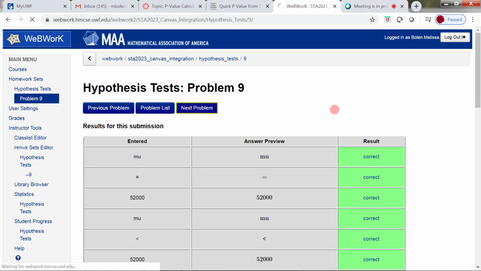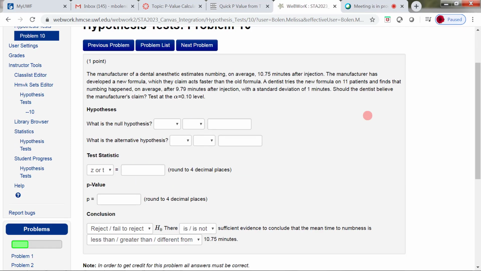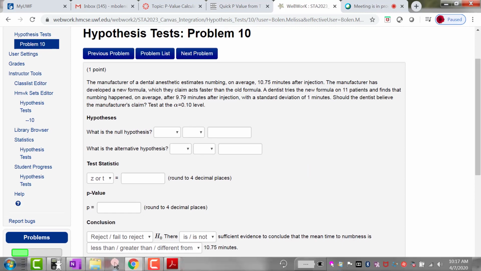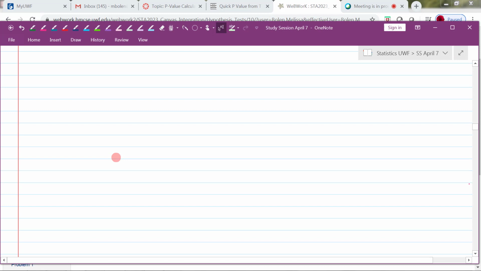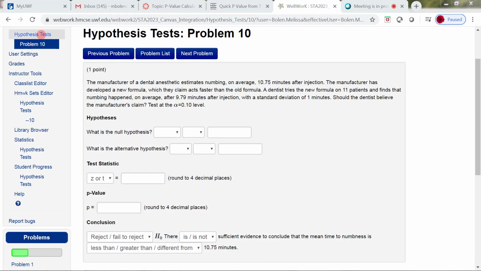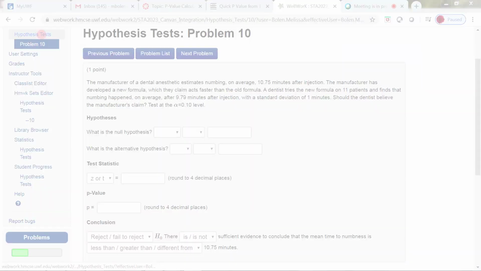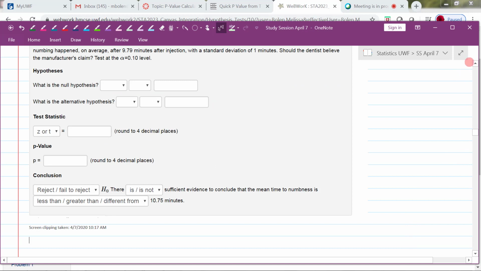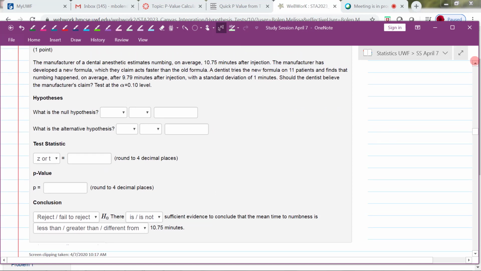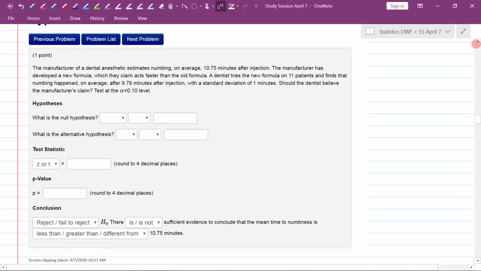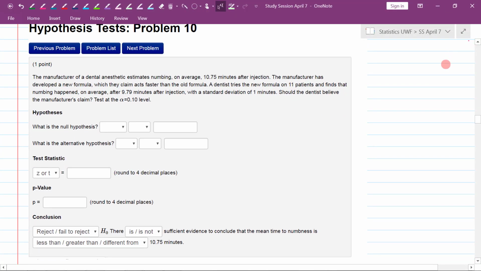So next problem. Here we go. Let's see here if I can make it so we can see everything. There we go. And we're going to come in here and insert screen clipping. How about we'll look at this one here. I'm going to open this up a little bit.